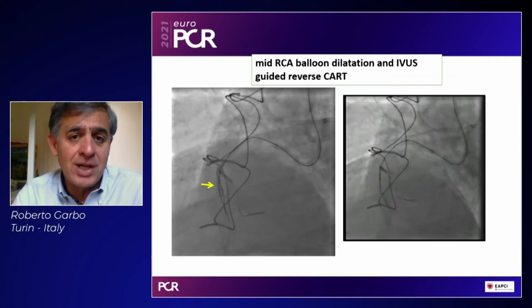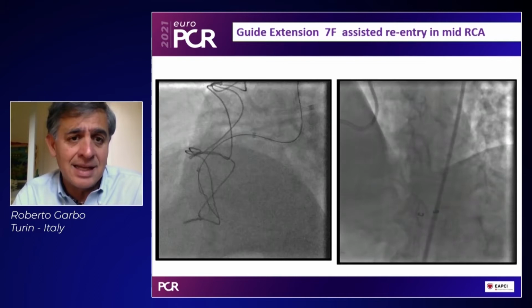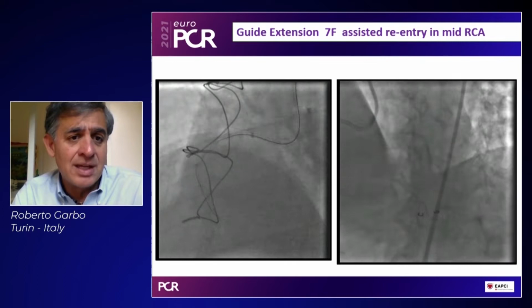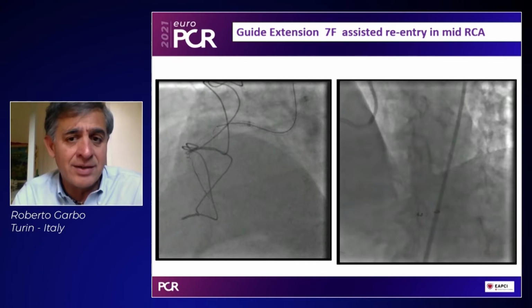And then I need to change the position of my re-entry. I went more distal with my wire. You can see here in the mid of the right, I put the guide extension in the mid of the right. I made the IVUS evaluation, I am connected in the middle of the right and I can re-enter, not in the proximal, but in the mid right with the guide extension. So also in this situation, guide extension was essential to facilitate the connection and the re-entry of my retrograde wire and the good result that you can see on the right.